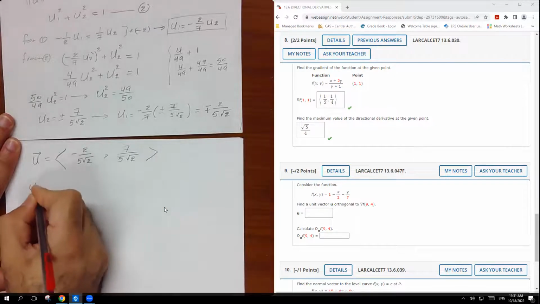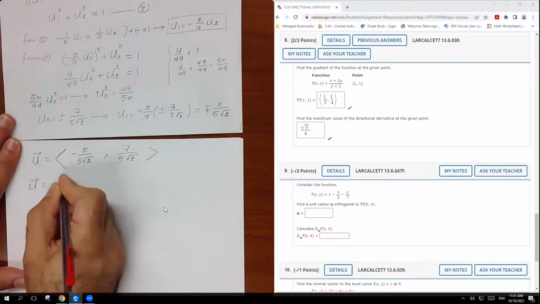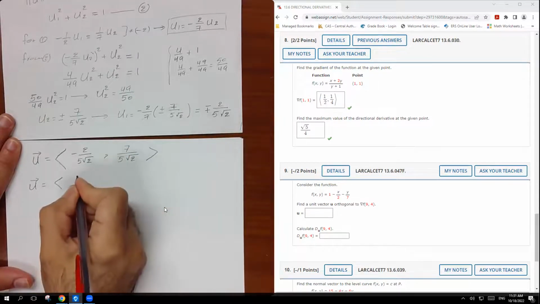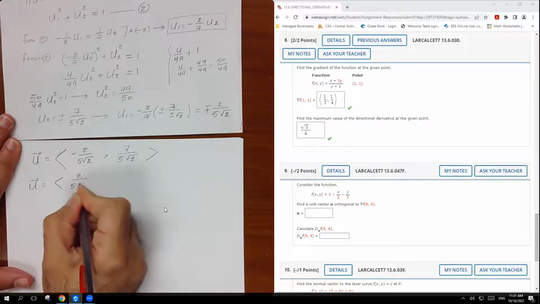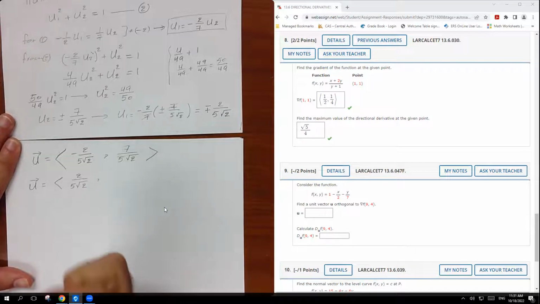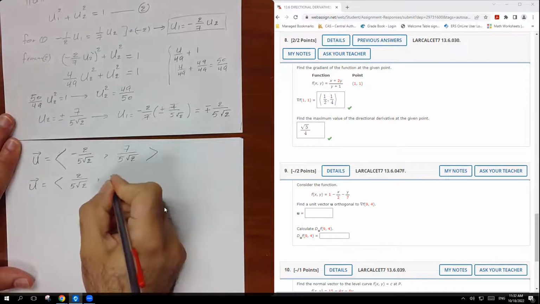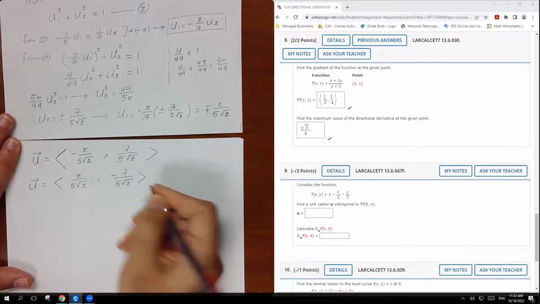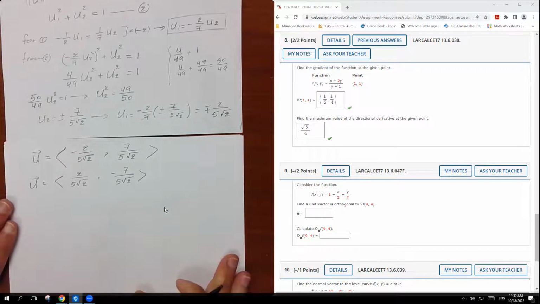Or you're going to choose u1, the positive one, which is 2 over 5 square root of 2. And then u2 is the negative one, the opposite sign. That means negative 7 over 5 square root of 2. To find the directional derivative, choose one of these unit vectors. Both are going to be right because we have 2 options.